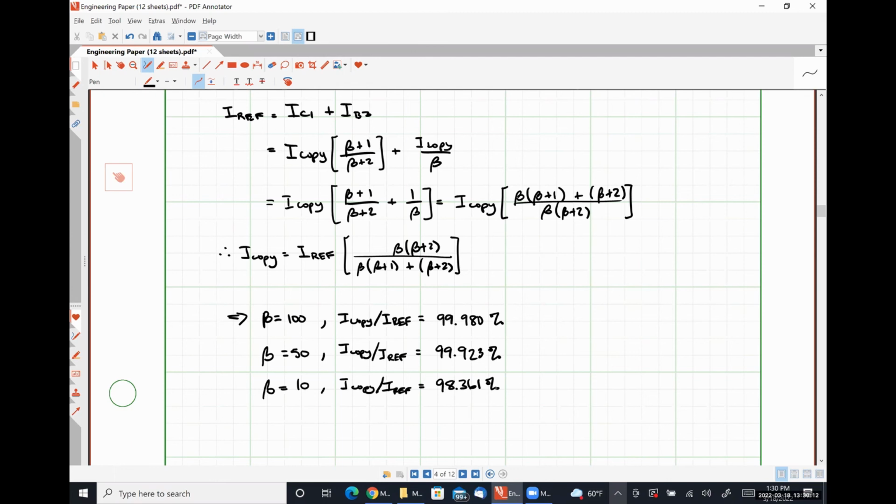So for this Wilson current mirror, we see an appreciable improvement in the current copying capability of the circuit, right? These figures are all a few percent higher, and it's like 20-something percent higher in the case of beta equal to 10. So we can see that this guy does a much better job of copying things.